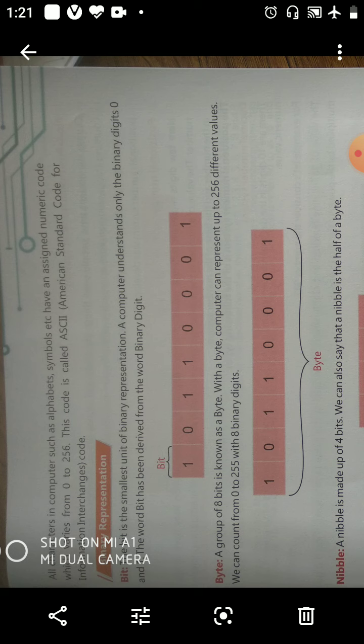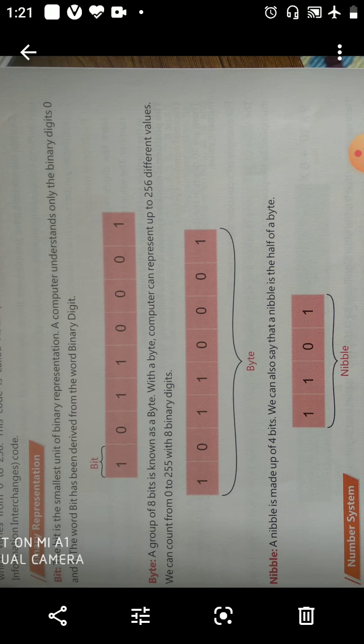We'll see this in detail afterwards. Then next is the binary representation. While representing numbers in binary format, a few highlighted points are bit, byte and nibble.